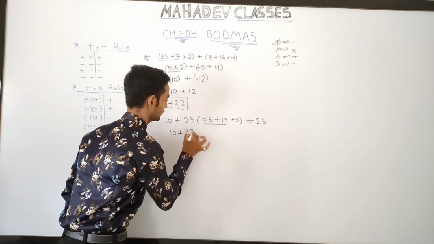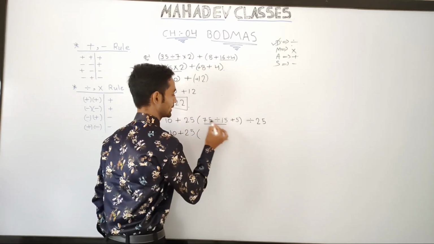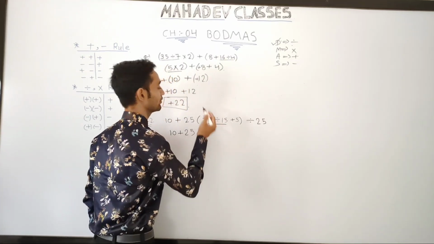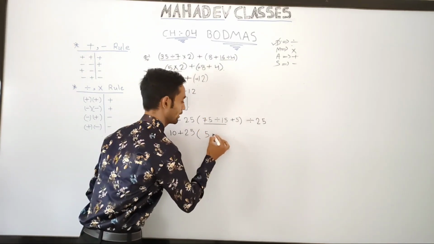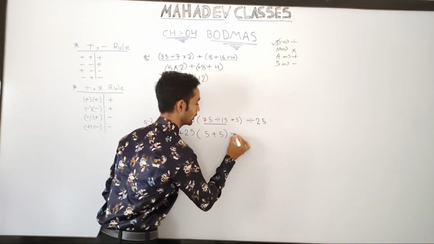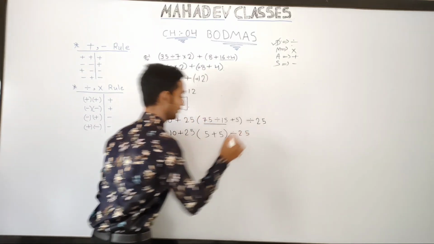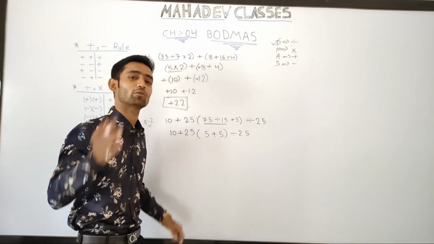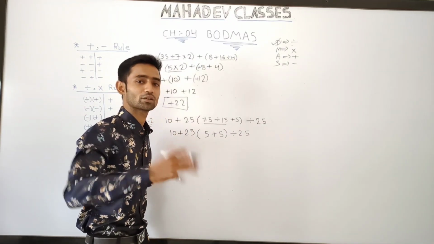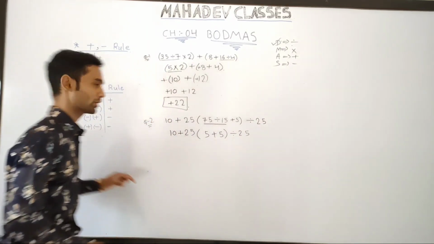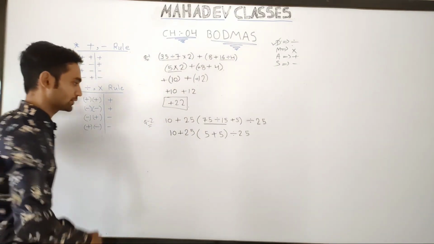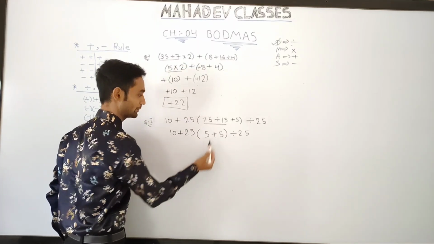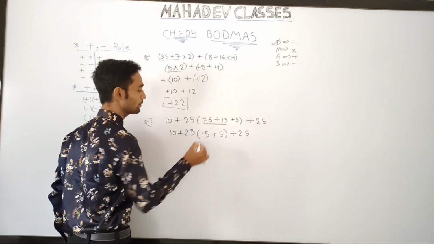10 plus 25 in bracket 75 divided by 15, you will get 5. 15 5s are 75, and plus 5 bracket over divided by 25. Okay, now in this bracket there will be no sign of division or multiplication, so we will simply go for this rule. See, 5 is having a plus sign, similarly this 5 also has a plus sign.